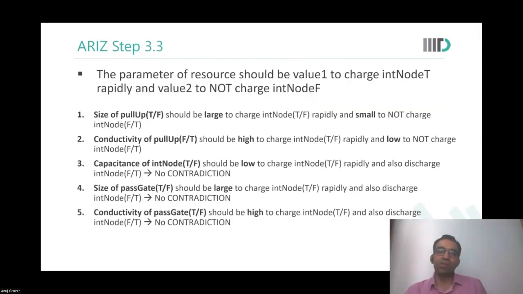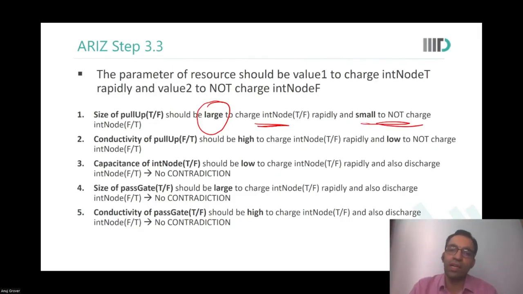And then I go to the next step. I say, let me put in the values now. The X factor was that size of pull-up should charge this and not charge that. So now I want to say, how should the size of pull-up be to be able to charge this? And how should it be to not charge this? And you will notice that I have automatically created an engineering contradiction. And I have created so many engineering contradictions all at once.